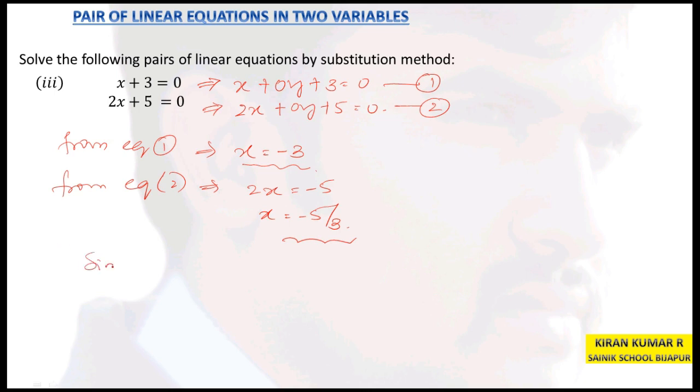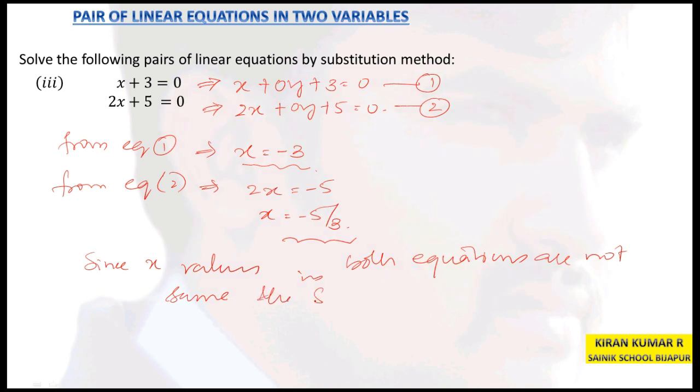Since x values in both the equations are not the same, the system is inconsistent. So when an inconsistent system is there, we conclude that there won't be any solution.